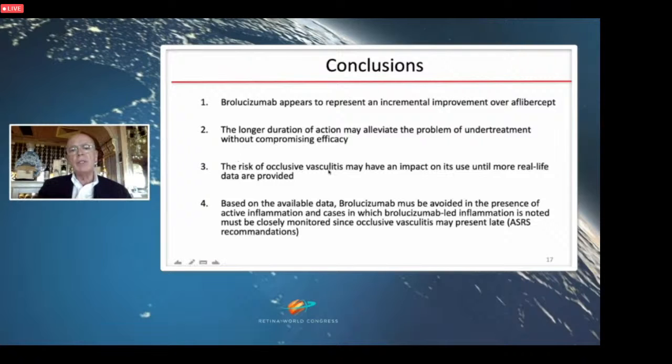The risk of occlusive vasculitis may have an impact on its use until more real-life data are provided. So on the basis of the data available today, we can say that brolucizumab must be avoided in the presence of active inflammation, or in cases in which brolucizumab-led inflammation is noticed. And this patient must be closely followed because occlusive vasculitis may present late in the history.